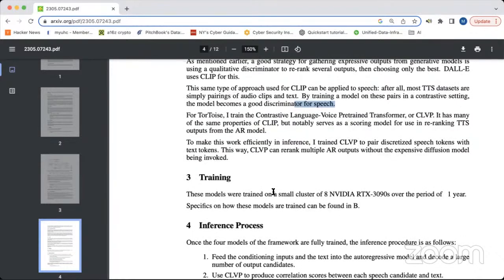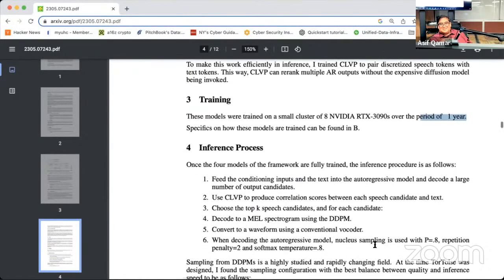Then he talks about, again, how he trained it: a small cluster of 8 NVIDIA GPUs, 39 days over a period of 1 year. Gosh. Yeah. Sushindra, this answers your question, right? Can we do it on 4090s? We can do it. It will take us a year.